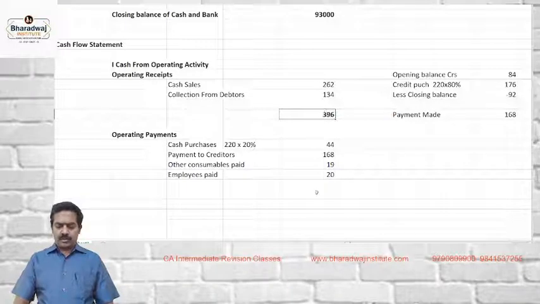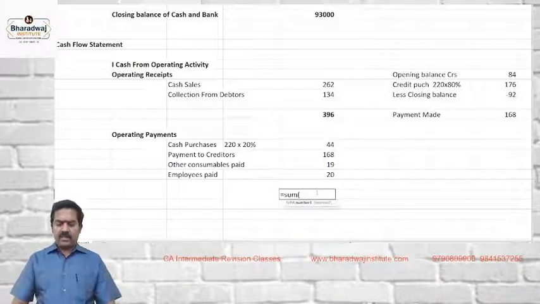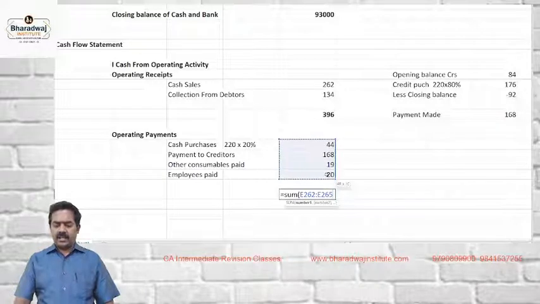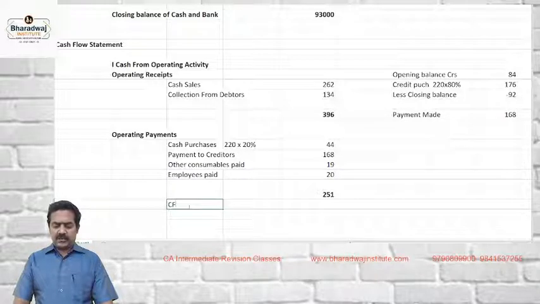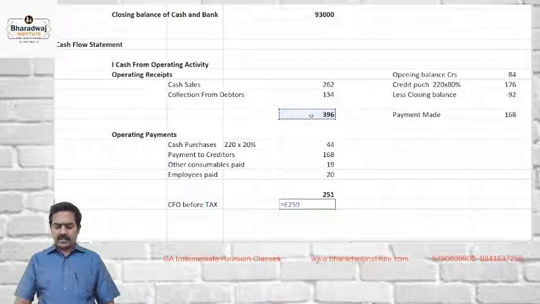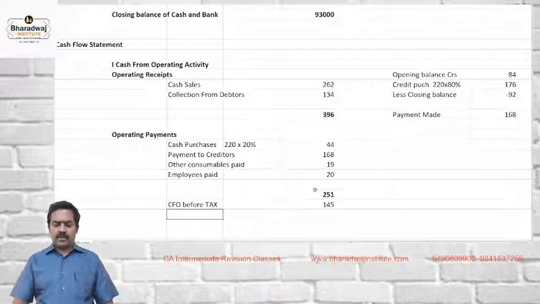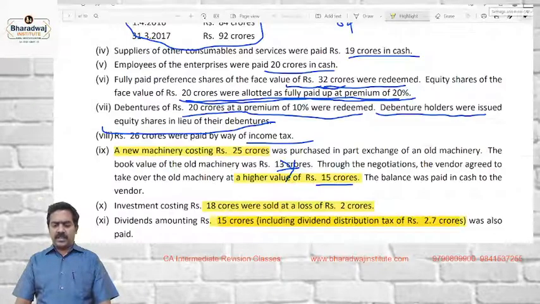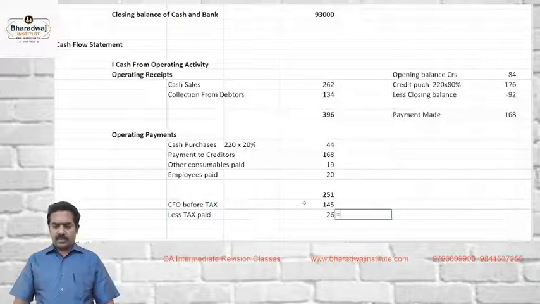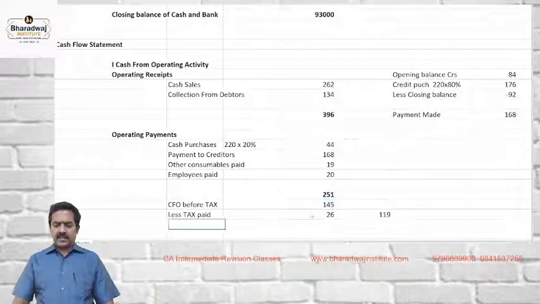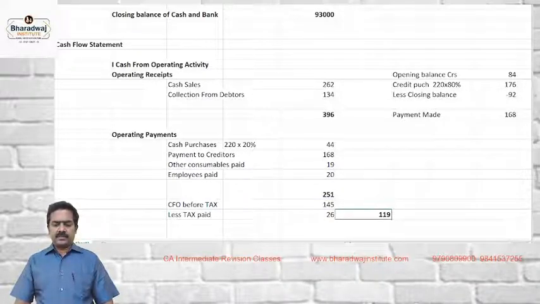So this is your receipts. We are doing under direct method, so don't take any non-operating item, non-cash item, etc. over here. So this will give us CFO before tax. 396 minus 251 will give us CFO before tax less tax paid, income tax paid. What is income tax paid given in the problem? 26 crores. So 145 minus 26 will give us which one? CFO after taxes.